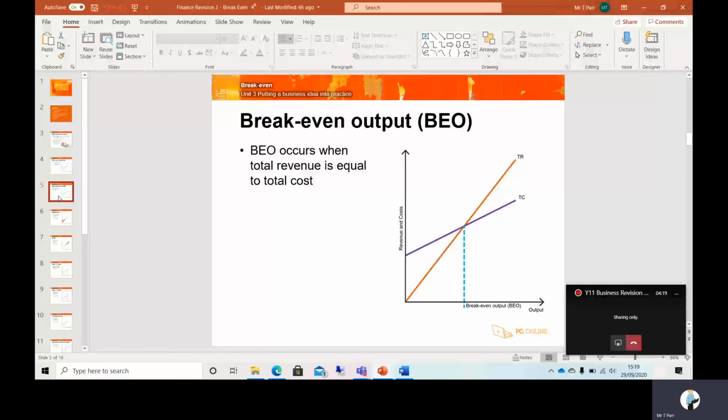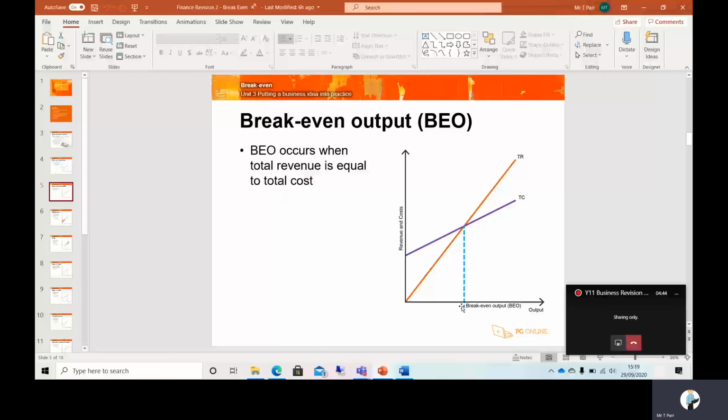So our break-even output is the point at which those two lines cross. At that point, you can see our total costs are the same as our total revenue. Break-even output is always a measure of output, of units or items. It's never a measure of revenue or pounds or pence. That's not what you're looking for. You can see it at this point.